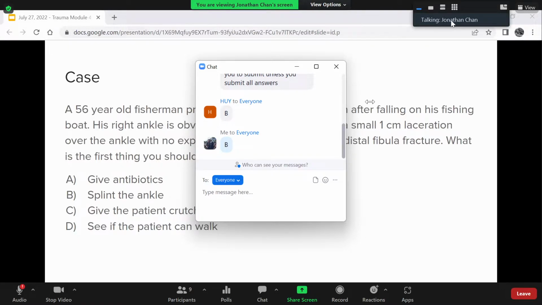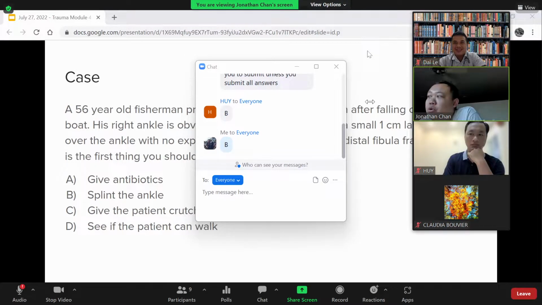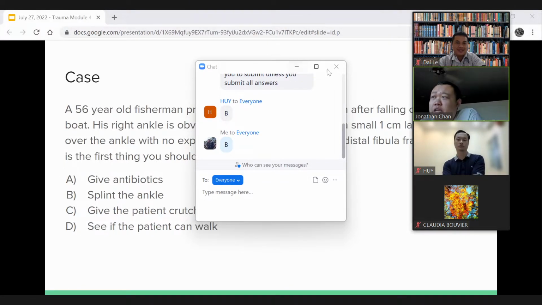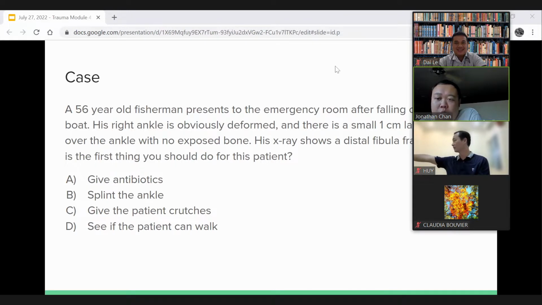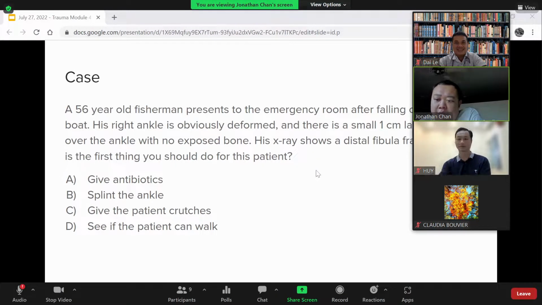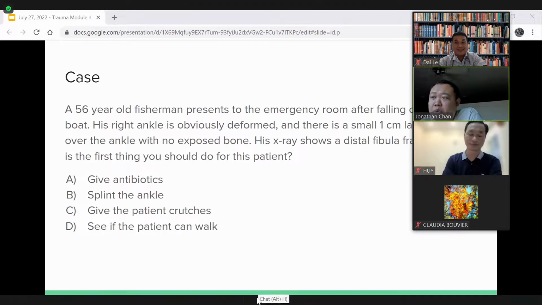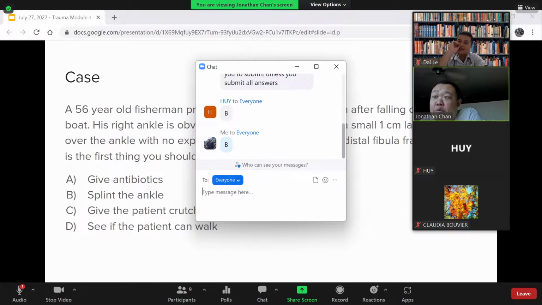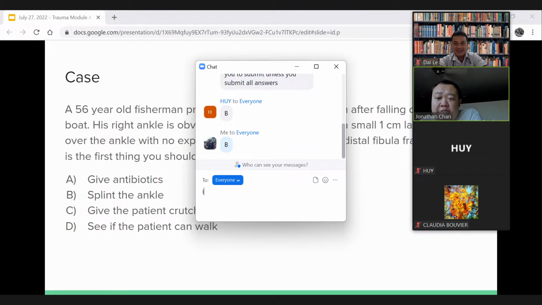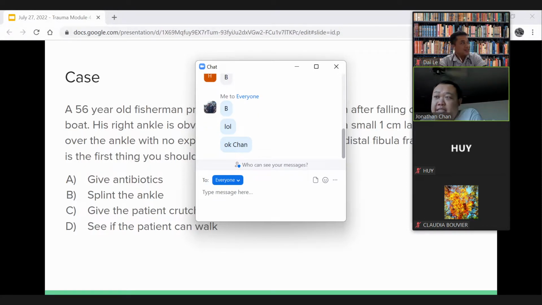B. There are a couple of B's here. That's definitely one thing we can do, given that there's a fracture, you do want to splint the ankle. But one of the important things we want to do here is give antibiotics because this is an open fracture. If we have a fracture and there's a laceration over where the fracture is, these patients have a very high risk of getting infected, of getting septic, of getting osteomyelitis or infection in the bone. So while you do want to splint the ankle as well, one of the important things we want to do here is A, which is give antibiotics. And you want to do this every time you have a fracture with a cut or an injury over it. You do want to give antibiotics there.